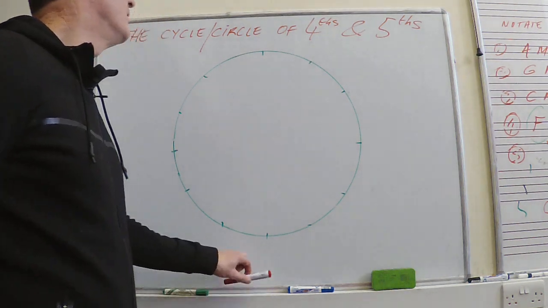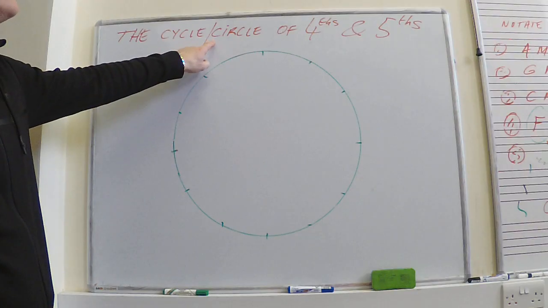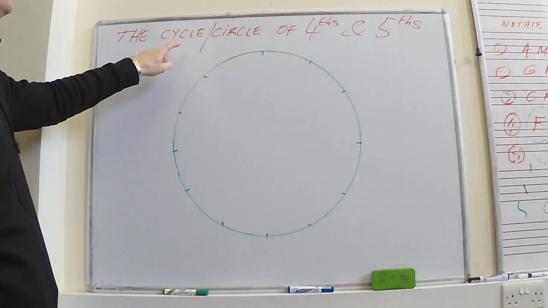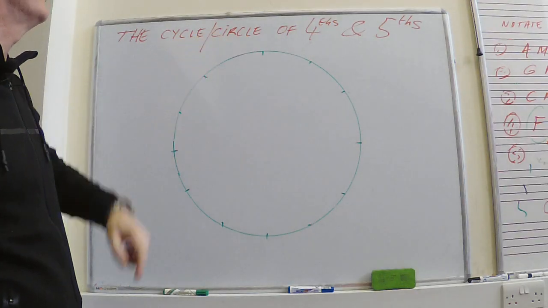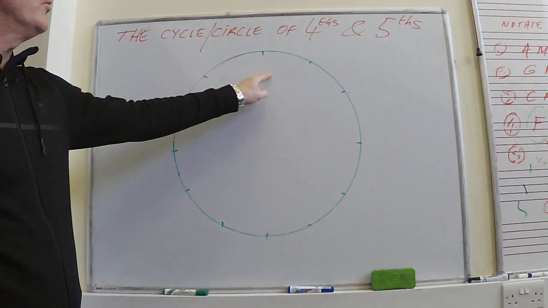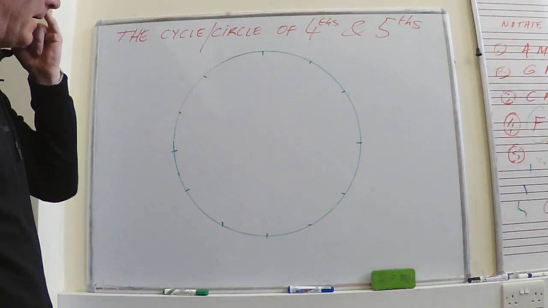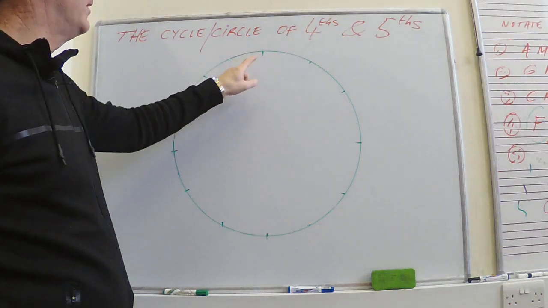Going to talk about a thing called the cycle or the circle of fourths and fifths. You can call it cycle or circle, either one. You'll see it being called either of these things at different times. You must first draw a circle, and you must imagine this circle to be a clock.